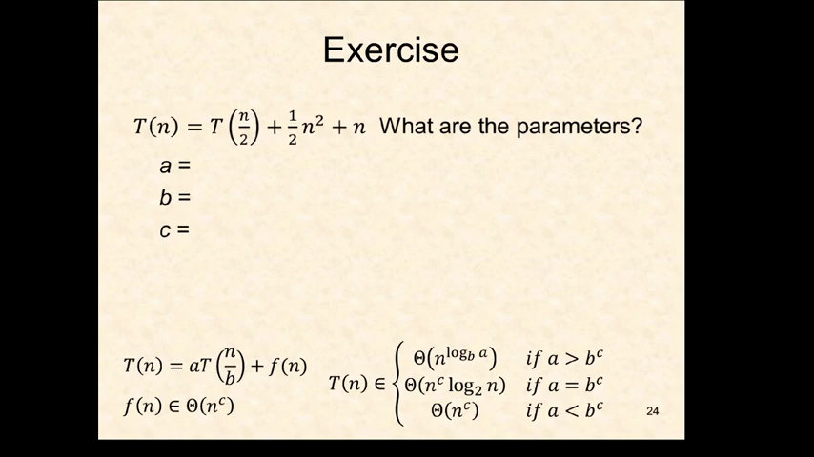Okay, so we're starting to get some answers here. So, okay, so we've got A. Well, A is out front here. That's just 1 since there's nothing written there. We divided by 2, that's B. And we've got n squared plus n. Well, n squared plus n is an element of big theta of n squared. We take the highest order term, we eliminate the low order terms, we eliminate the constant on the highest order term, so C is equal to 2.